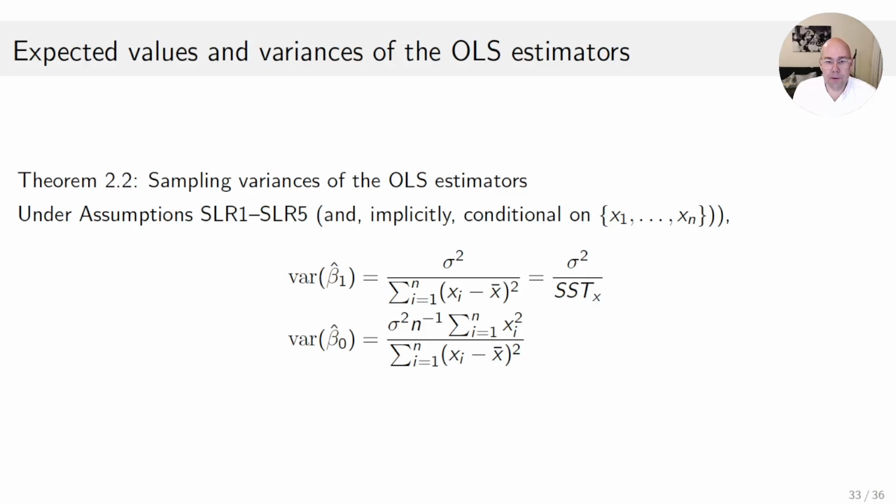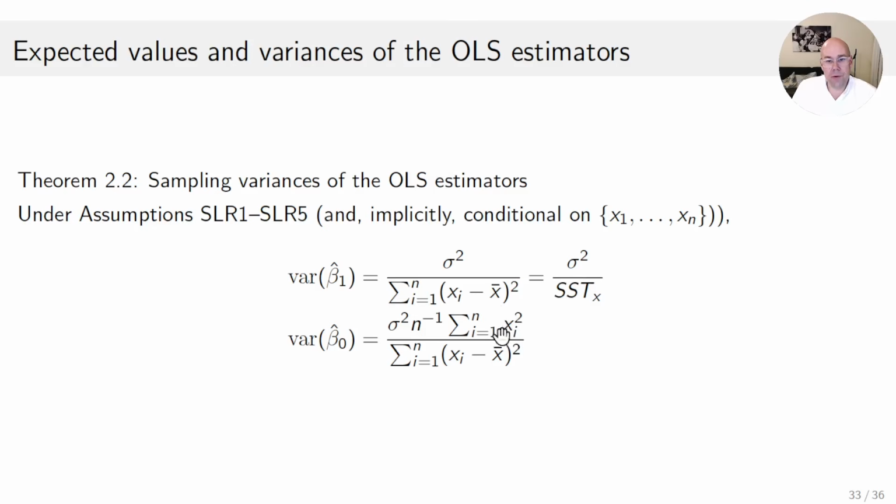Now, for the variance of beta naught hat, we have a similar formula. Again, we have a positive dependence on sigma square. We have a positive dependence on the sample size in the denominator, and in addition we have this extra quantity here, which is the average of xi square.